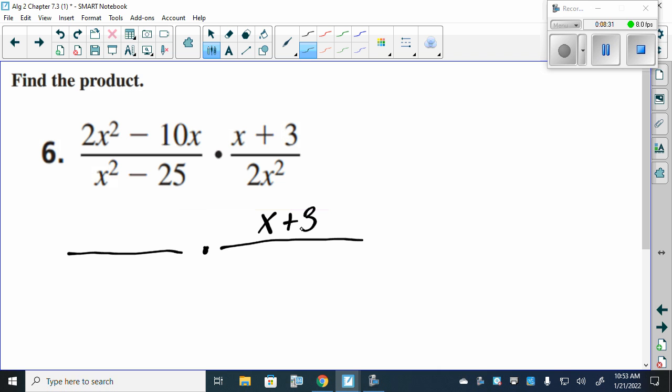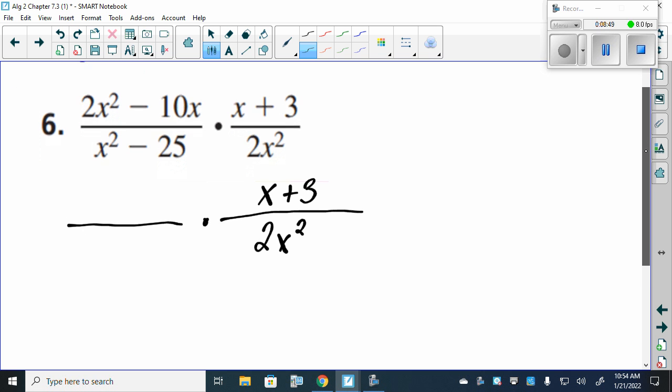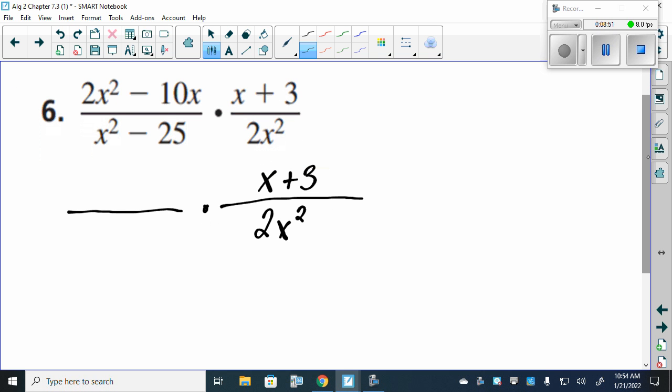Where else? 2x squared, because that's only one term. Can't really factor if we only have a term. So that does leave us with the 2x squared minus 10x and x squared minus 25. We can start off with the 2x squared minus 10x. What can we do first? There is a greatest common factor of 2x that we can factor out.